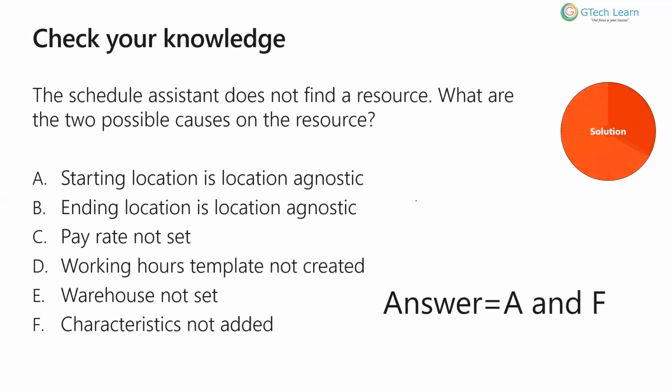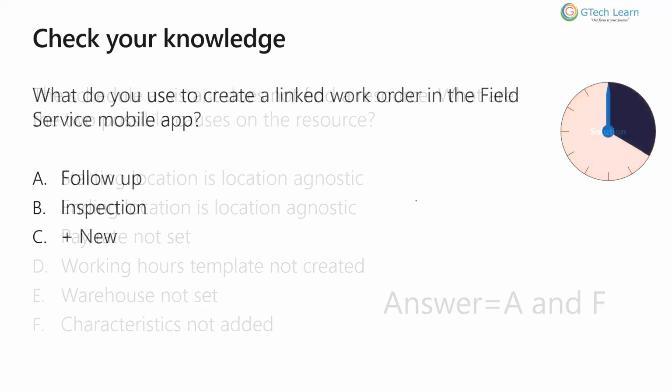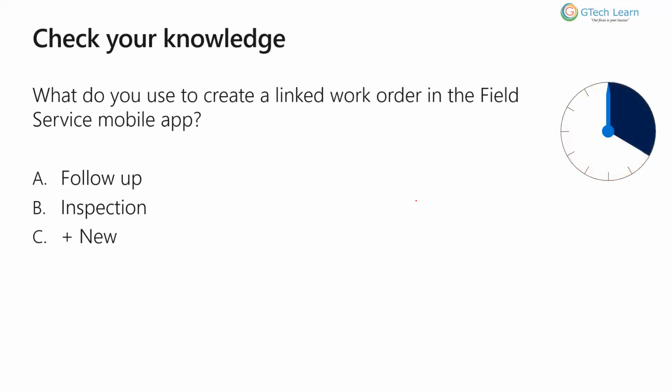Okay, so the correct answer for that question is going to be option A and option F. That means either we didn't add the starting location or we didn't add the characteristics. Now we are having the next question in line. What do you use to create a linked work order in the field service mobile app? Whether it's going to be option A, follow-up, option B, inspection, or option C, plus new. So let me start the timer now and have your answers on the chat, guys.